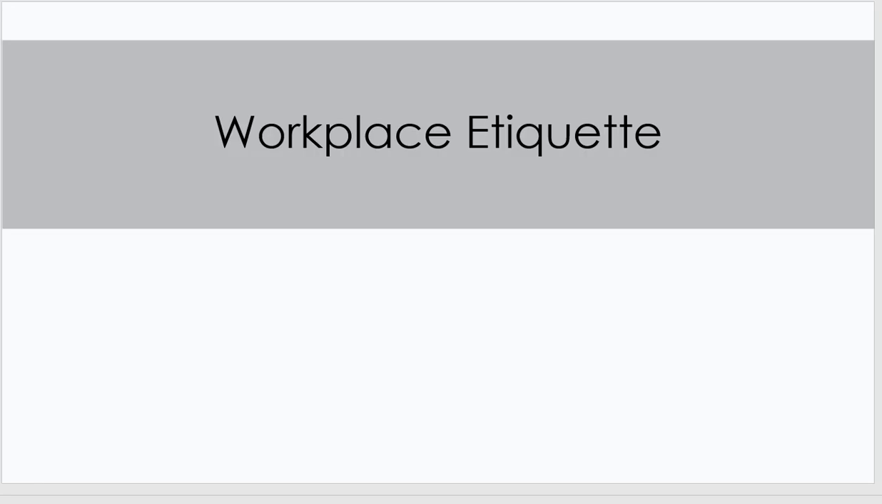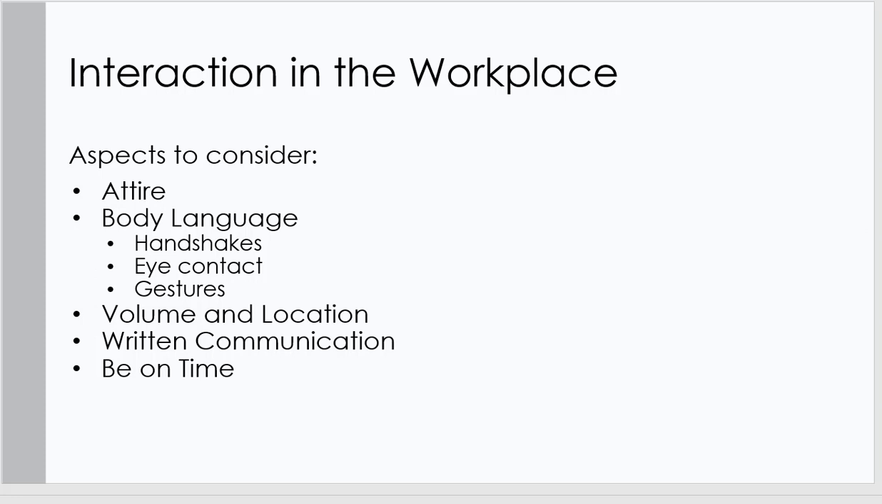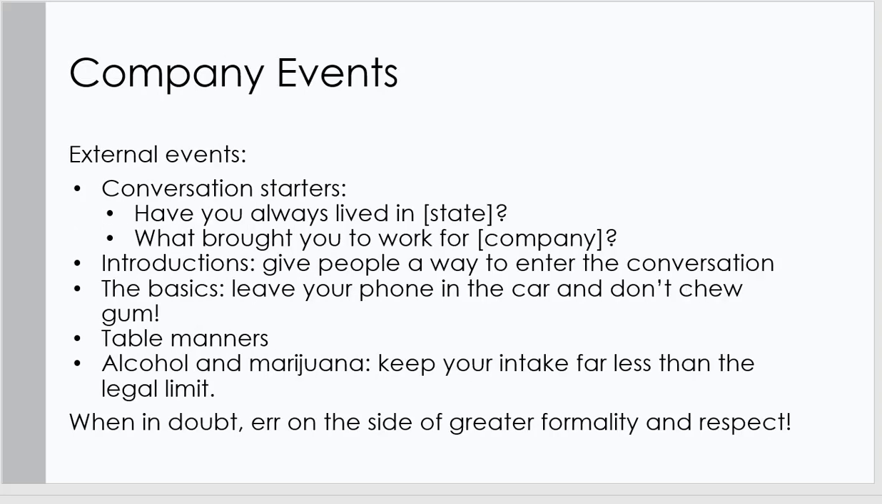So workplace etiquette. Interaction in the workplace, aspects to consider: your attire, your body language, handshakes. We're not shaking hands now, but maybe fist pump or elbow pump, whatever. Eye contact, gestures, the volume and location. Written communication. Should it be on time? I just did a webinar today, and people were joining the webinar 10, 15 minutes in, and it's distracting because it dings every time somebody comes in. So it's very important, even if you're a virtual presence, to be on time.